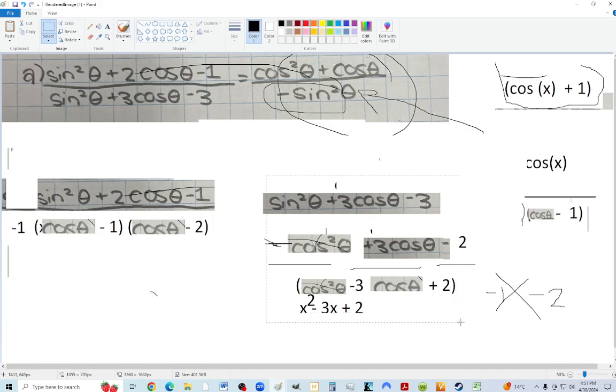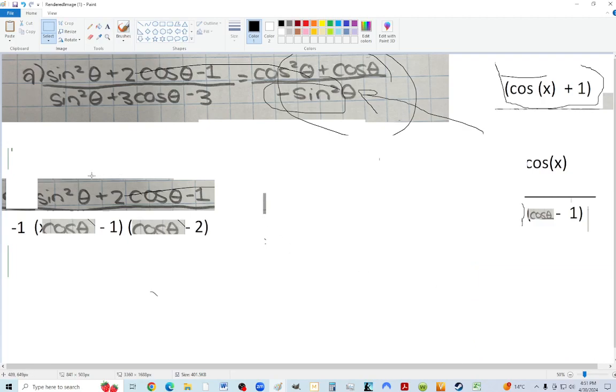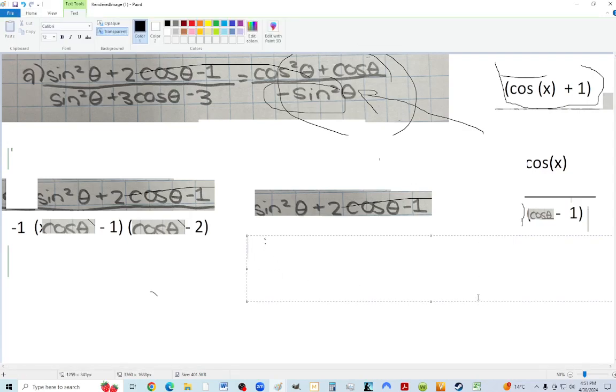So now we're going to work on the top. The top is a sine squared again. I'm going to replace that with 1 minus cos squared. And then I've got plus 2 cos and -1. Now notice I have 1 minus 1, so they disappear. Now I have minus cos squared plus 2 cos.